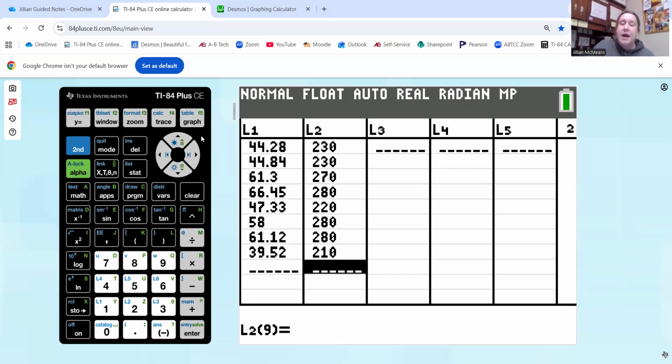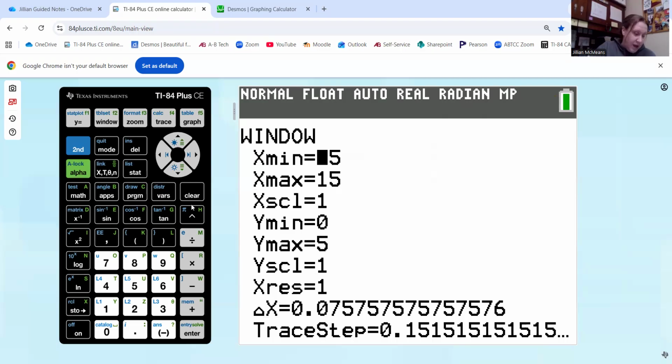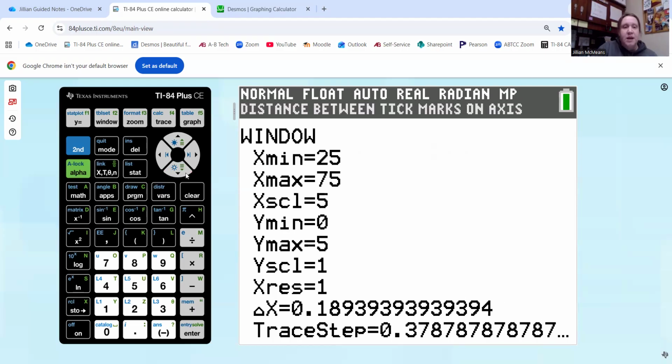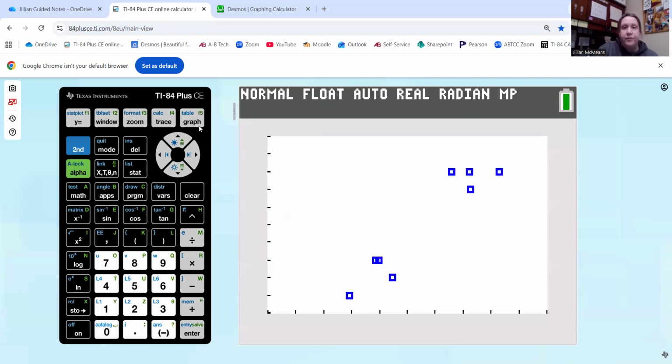Let's go ahead and look at our scatter plot. We're definitely going to have to tweak our window. So looking at our X's, we have X's that are anywhere from 39.5 to 67. So let's say we go 25 to 75 maybe, and let's increment by maybe 5. And then for the Y values, we have Y's as low as 210 and as high as 280. So let's do like 200 to maybe 300, and let's increment by like 10. And there you have it.